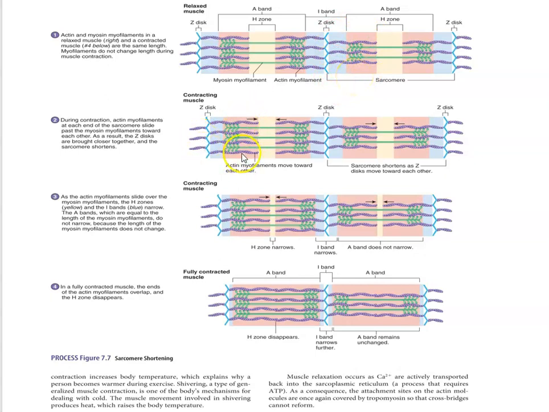But that overlap is going to increase as the contraction increases, to the point that in a fully contracted muscle, you don't see any H zone, and you barely see a little bit of I band. Due to the shape of the Z disc, it doesn't fully go away, but it does get much smaller than when the muscle is at rest.